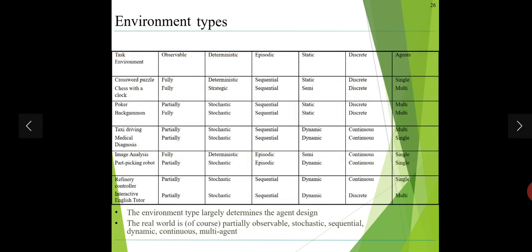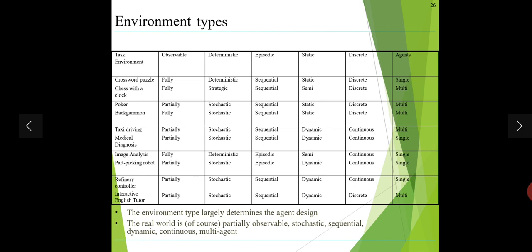Now we can understand these environment types according to our examples. These examples we already discussed in our PEAS environment: performance measure, environment, actuators, sensors, like that. Okay, so now the task environment is what? Task environment: observable, deterministic, episodic, static, discrete, agent. What is this? So crossword puzzle is fully observable. Some examples I am going to explain. And crossword puzzle is deterministic. It is sequential. It should be static, and the environment type should be discrete, and it is a single agent.